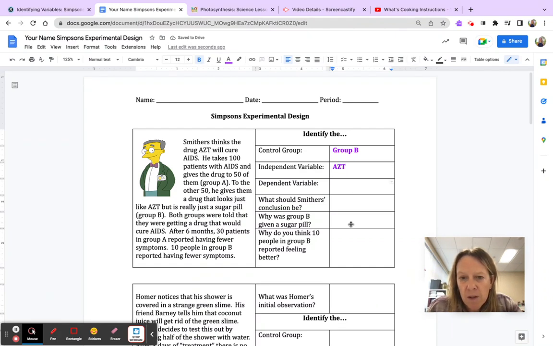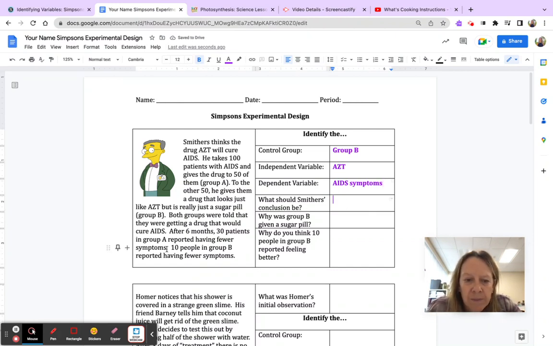The dependent variable is what's being measured. It's what you're seeing, like if it happens. If you guys remember from my examples yesterday, it's if I drink coffee or turn the music up loud, do I stay awake on my commute? Or if I use a new floor cleaner, does the floor get clean? So the dependent variable here, they say it cures AIDS, but then they report out on fewer symptoms. So we can say they're measuring AIDS symptoms.